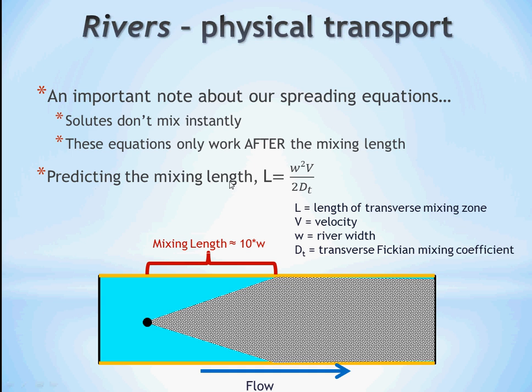So then how do we predict this length of time or distance over which these equations won't work? Here is the equation for predicting that. Here we have the length of the mixing zone. It's called a transverse mixing zone or mixing length. V is the river velocity, average river velocity, W is the river width, and dt is the transverse Fickian mixing coefficient. So that transverse just means this way versus the longitudinal one, which is what we were talking about before.